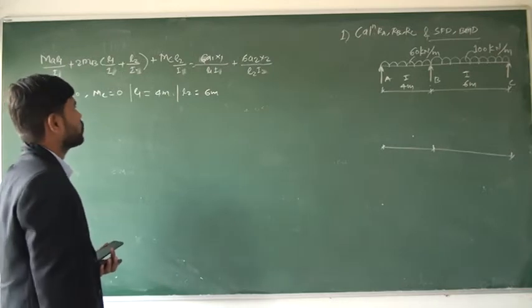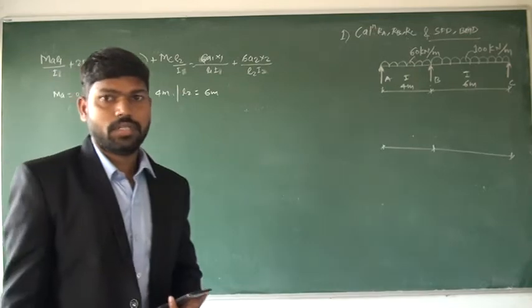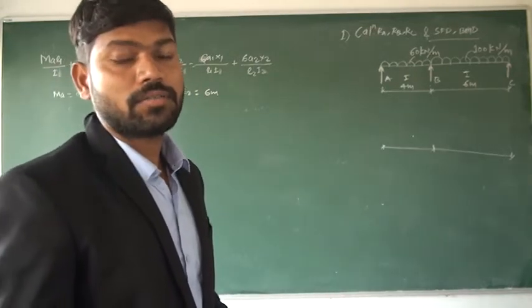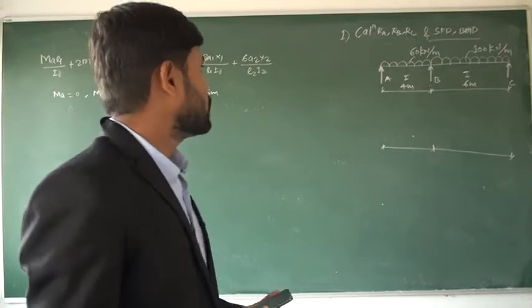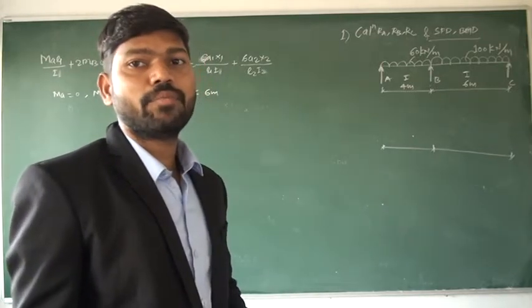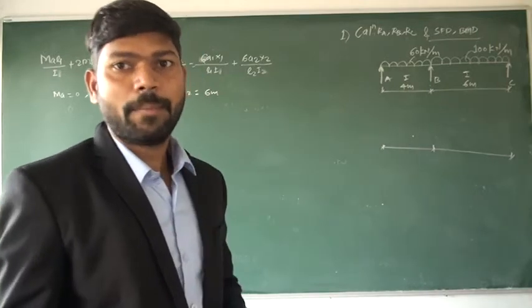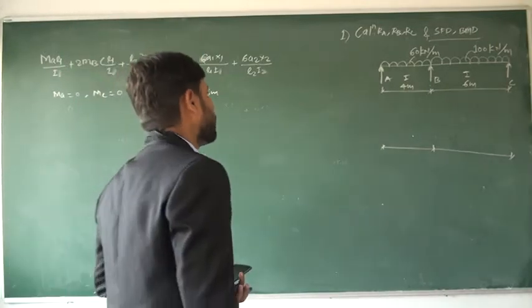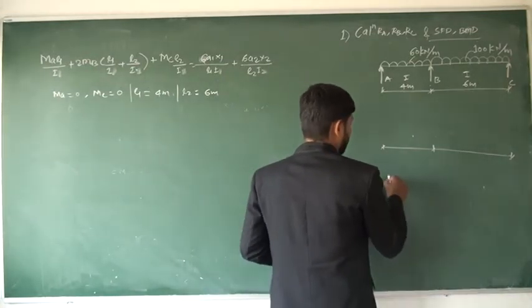Now L1 and L2 are known to us. What are A1 and A2, and what are X1 and X2? A1 is the area of the free bending moment diagram for the AB span and A2 is the area of the free bending moment diagram for the BC span. So we have to draw the free bending moment diagram first. First of all, free BMD for the AB span.